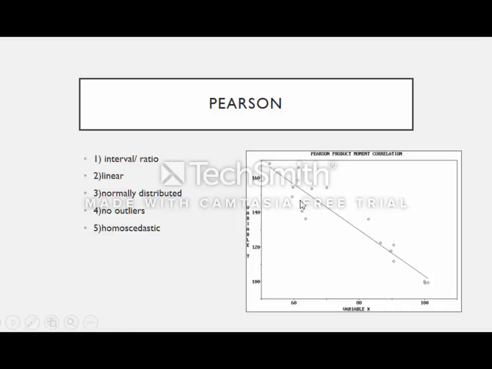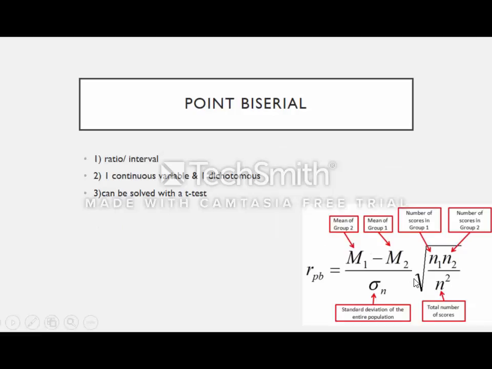The points are normally distributed. Pearson's product moment correlation doesn't consider outliers, if a point was out here or way over here. The last thing to note about it is that it's homoscedastic, which means the variances are very close to each other. If it were heteroscedastic, there would be variances from between here to between here, and it wouldn't form a very clearly defined shape.